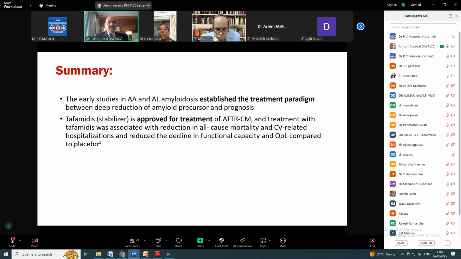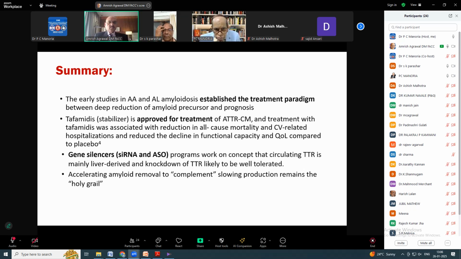Tafamidis, which is a stabilizer, is approved for the treatment of transthyretin cardiomyopathy, and treatment is associated with reduction in all-cause mortality, cardiovascular hospitalization, and improvement in quality measures such as the 6-minute walk test and quality of life as compared to placebo. The gene silencers such as the siRNA and the ASO program work on the concept that circulating TTR is mainly liver derived and the knockdown of ATTR is likely to be well tolerated.